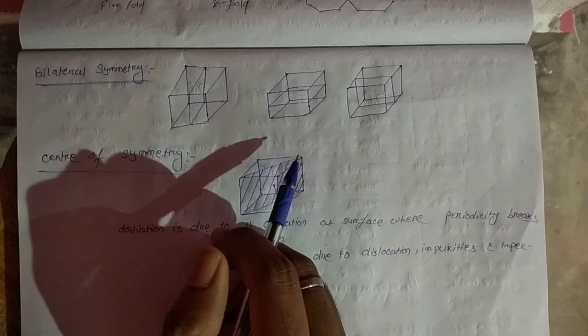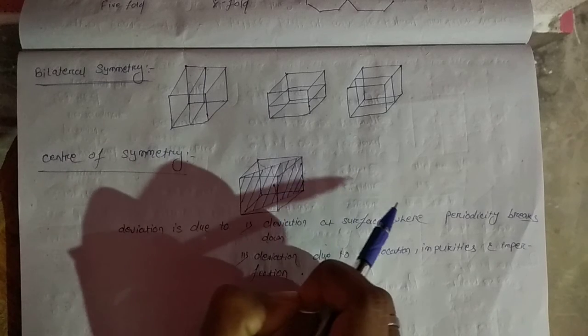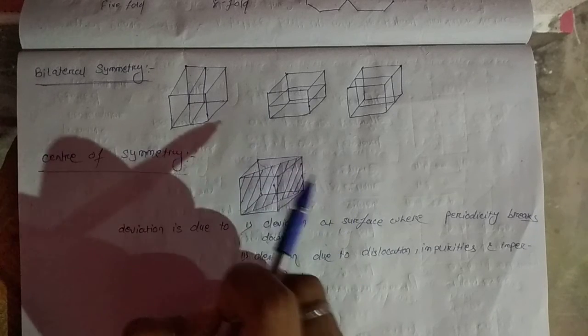The second condition: there are deviations due to dislocation, impurities and imperfections in the interior structures.